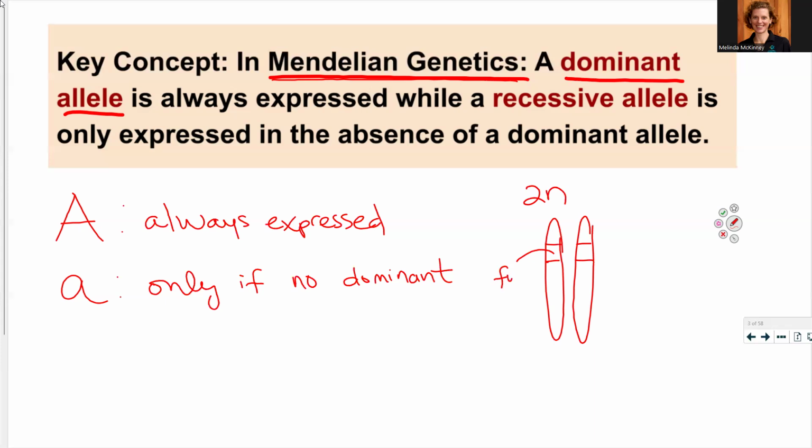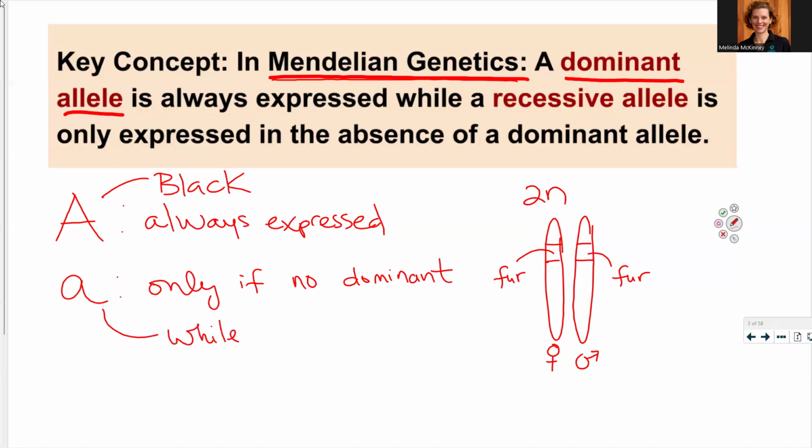So say it codes for fur. On the one from your mom, at the same location, you have a gene for fur as the one from your dad, but you may have different alleles, which are different types of the gene. So in this case, say capital A is black fur, and say the lowercase a is white.